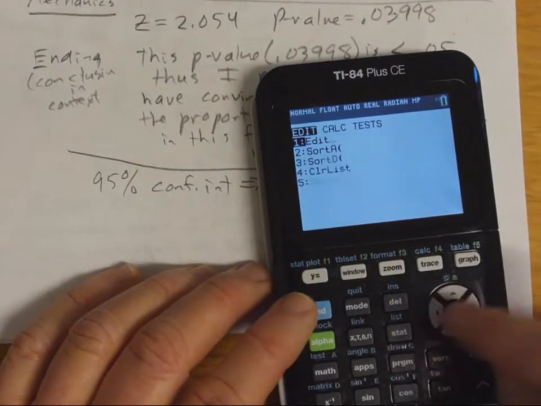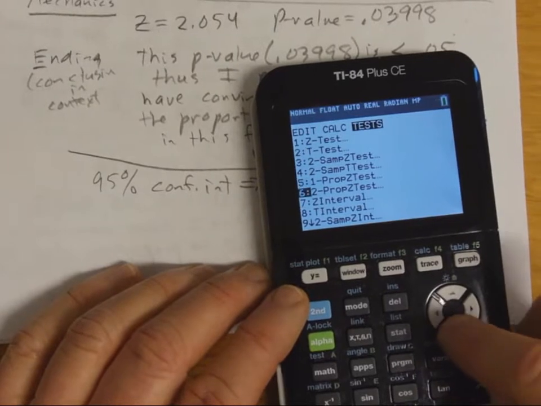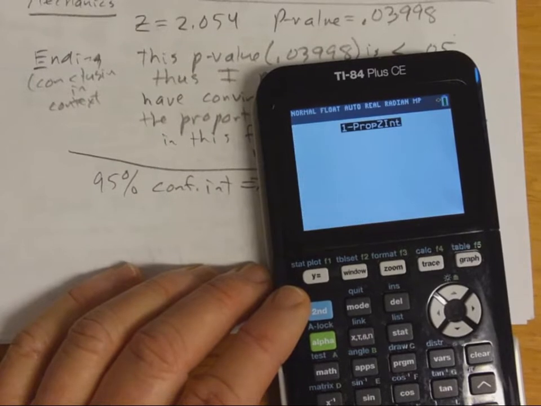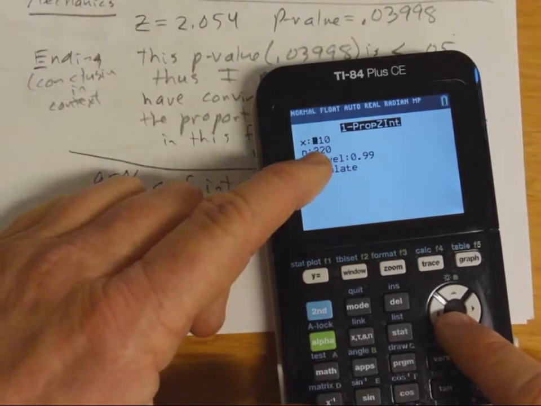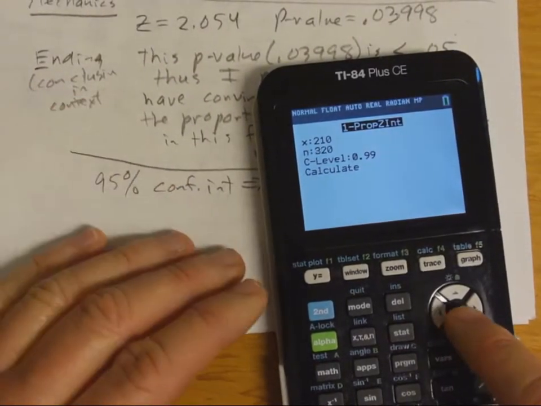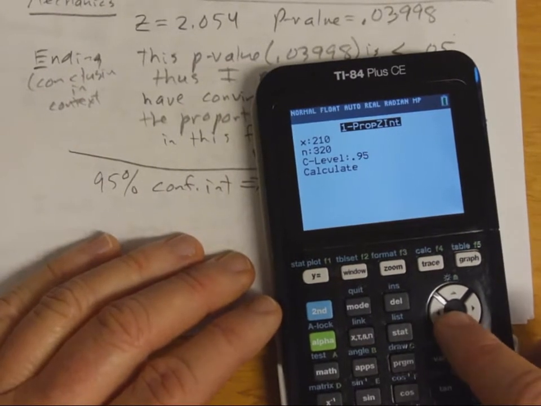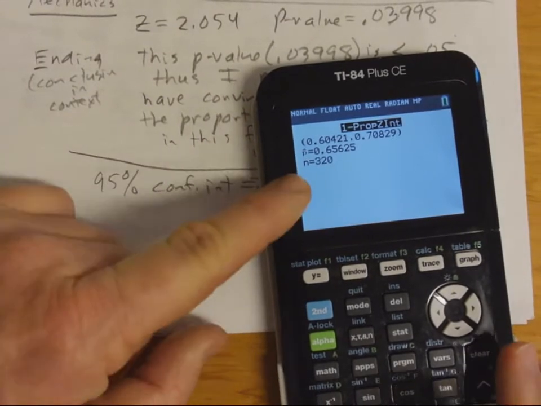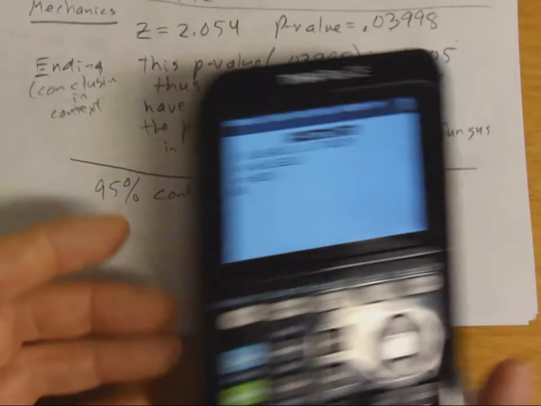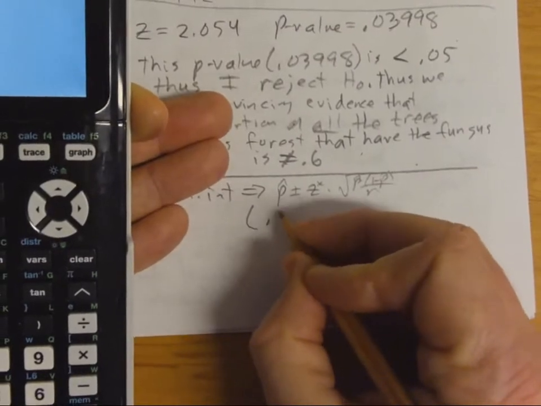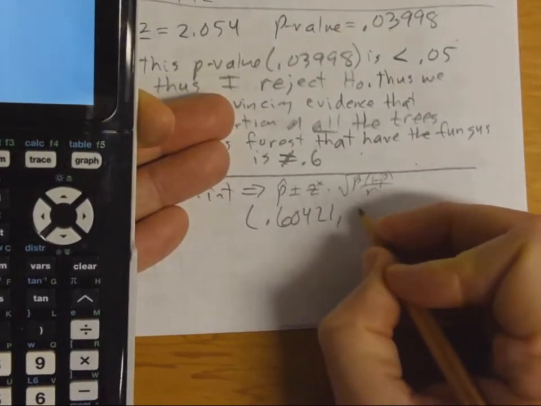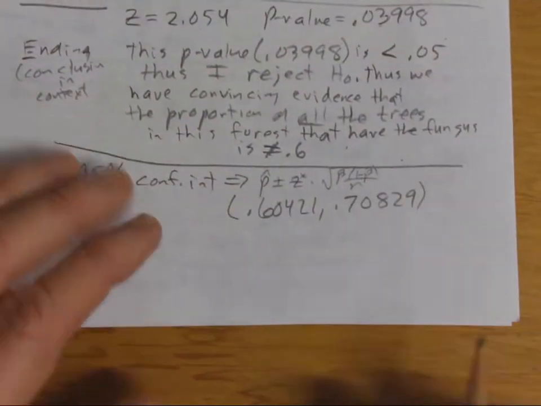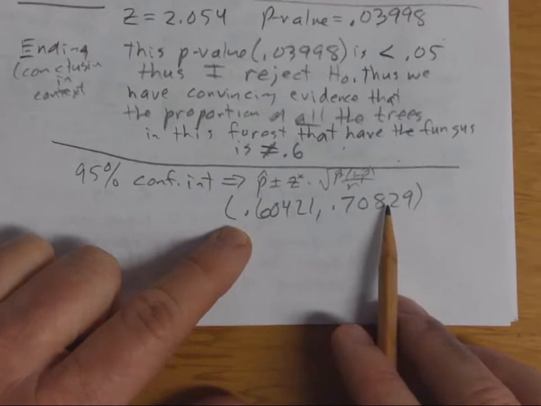I'll do stat, test, and go down to option A, the 1-proportion z interval. Notice it automatically puts the 210 out of 320 in there because I did the test. I'll enter 0.95, because that's the 95% confidence the problem asked for. And there's my 95% confidence interval for p: 0.60421 to 0.70829. As in the last chapter, we're 95% confident that p is in here.